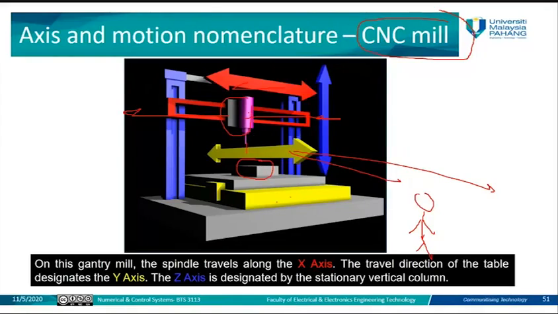So this axis or this spindle also will move in this direction, up and down, in the z direction here, up and down towards or away from the workpiece on the table. Okay, so this is for the milling machine. Is it clear? Yes, sir. Okay.